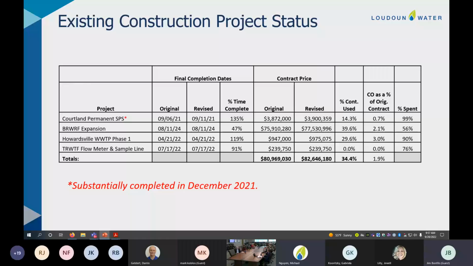My only comment is, as usual, 1.9% change orders as a percent of original contract is outstanding. When I was at Fairfax Water, we never met that, I hate to say. We weren't bad, but we never hit it. Thank you. 1.9%. Yeah, we're doing our best to keep those at a minimum. Are there any questions?